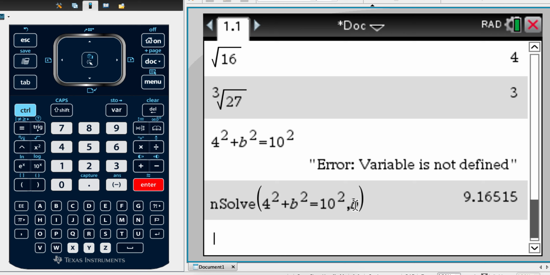So anytime you're using nsolve, you type an equation, so it should have an equal sign in there for it to be an equation, and then you put comma and the letter that you're trying to find. And you can use that in various different places in this unit.